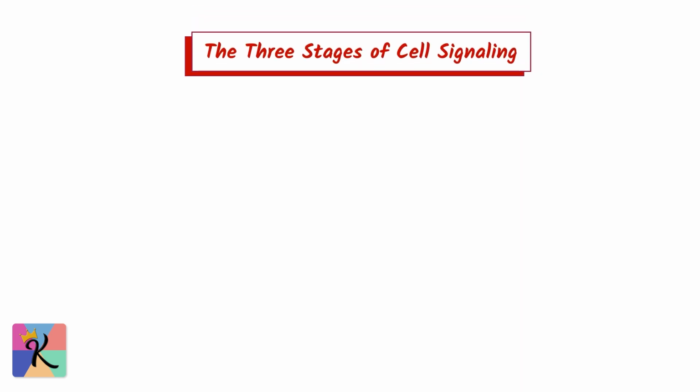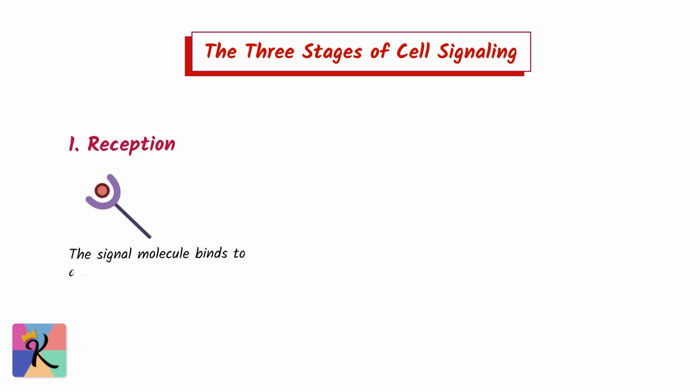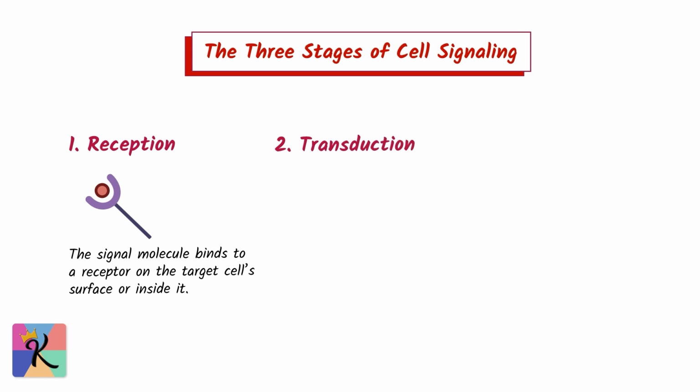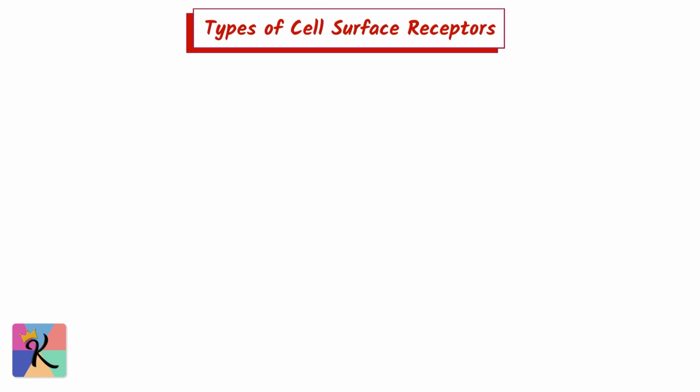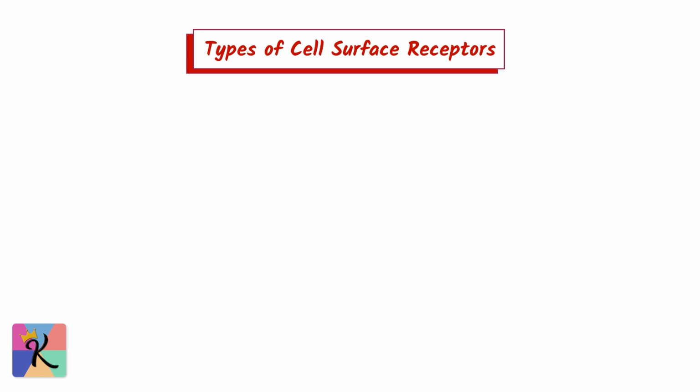Cell signaling occurs in three stages. 1. Reception. The signal molecule binds to a receptor on the target cell's surface or inside it. 2. Transduction. This binding triggers a series of changes inside the cell, similar to flipping a series of switches. 3. Response. The cell finally takes action, whether that's turning on a specific gene, activating an enzyme, or changing its behavior.